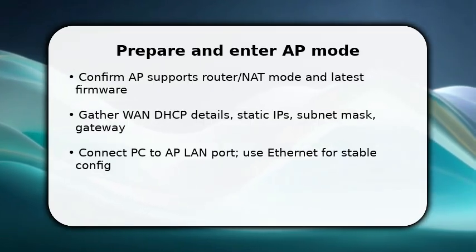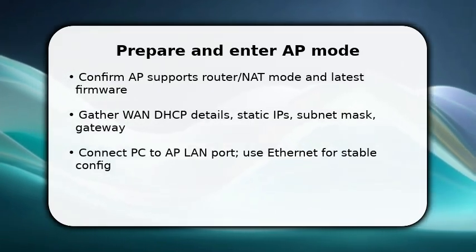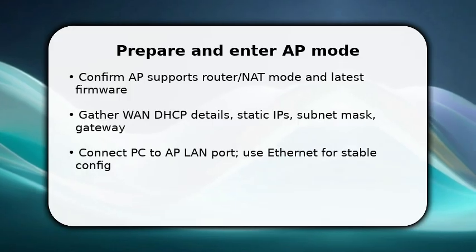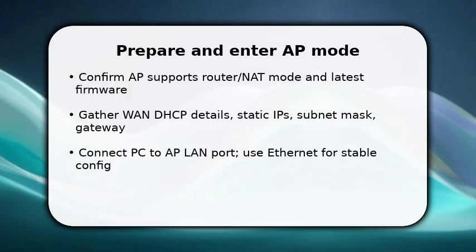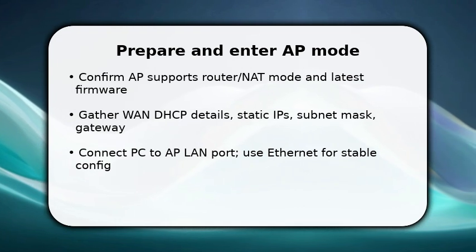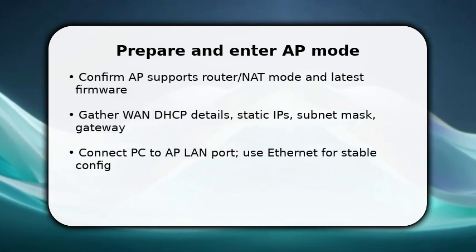Connect your computer to a LAN port via Ethernet so you don't lose access while changing network settings. Open the AP's admin interface and log in, then proceed to the network settings section to begin conversion.